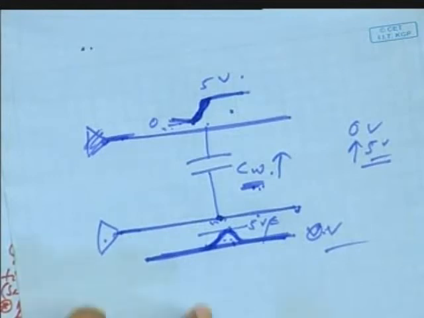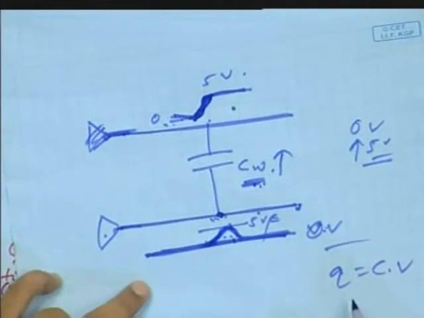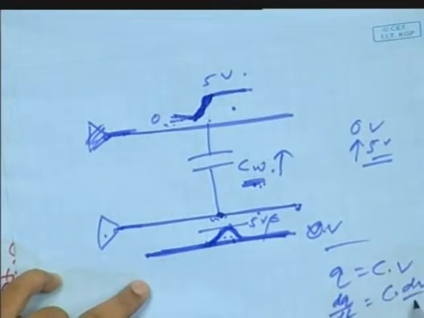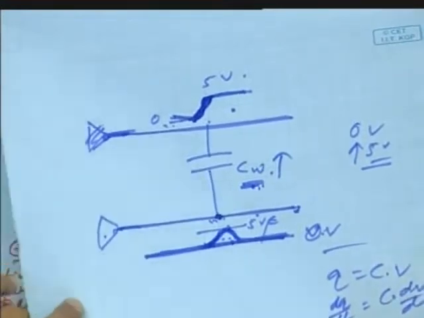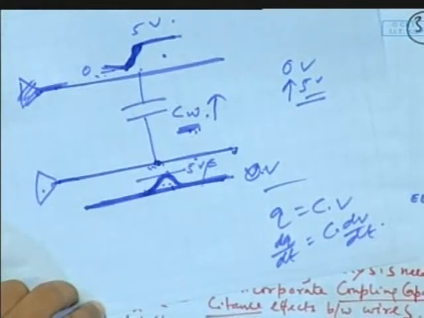Q is equal to C into V, right? Okay, dq by dt is C dV by dt. I assume C is constant. Then C is constant. C is changing because of the scaling down.